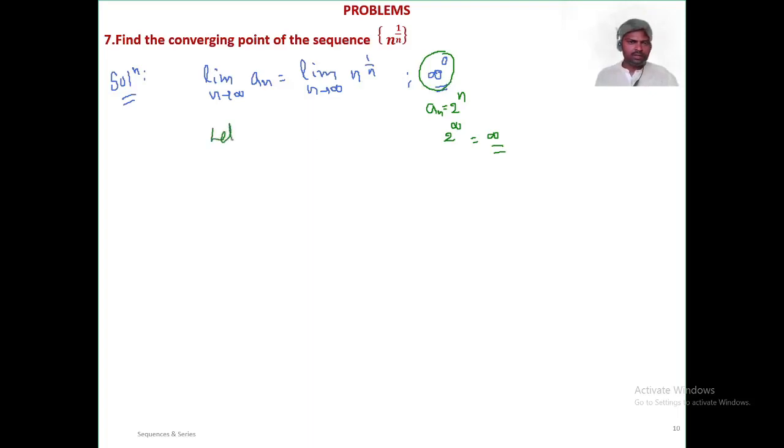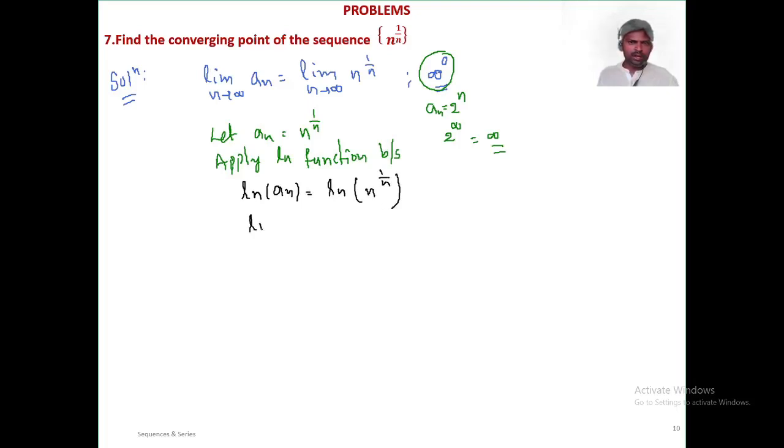So let a n, the nth term of the sequence, be n raise 1 upon n. Now apply the natural logarithmic function, ln, on both sides. Then what will you get? ln a n is equal to ln of n raise 1 upon n. Now ln a n is equal to 1 upon n into ln n.